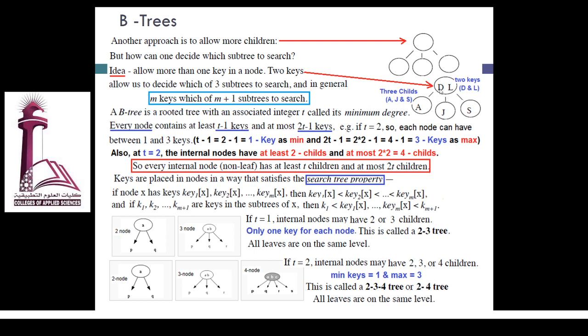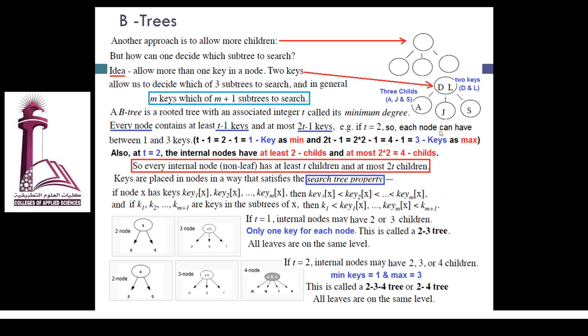So here it has 2 keys. 2 keys means how many children? 3 children. So D and L: 2 keys and 3 children. And now if you look at the left, A. A is the left child of D. So A is lesser than D, so it is a left child.